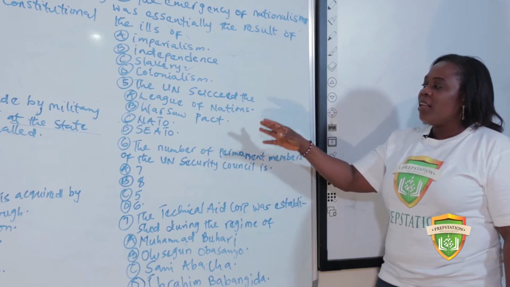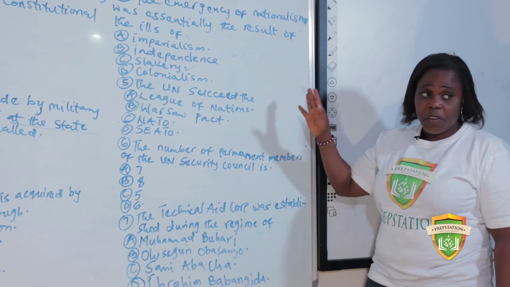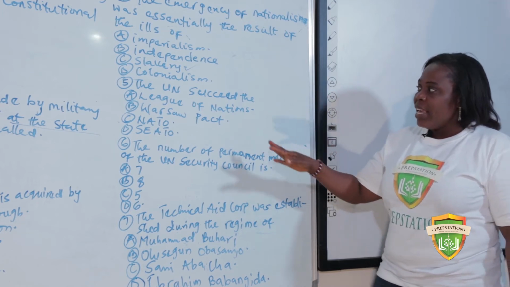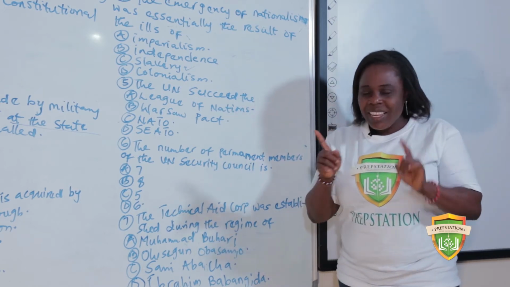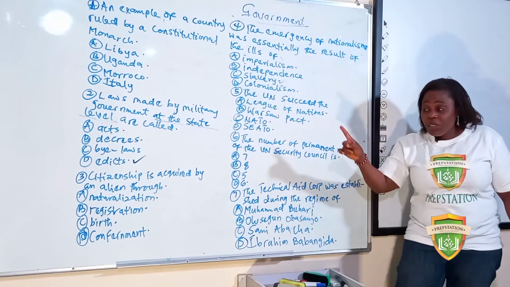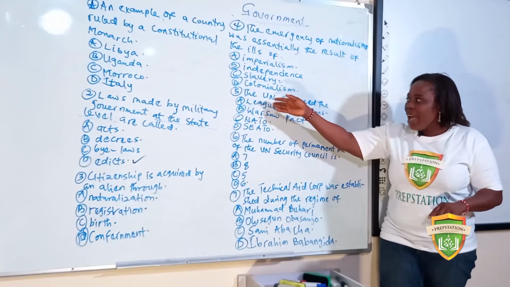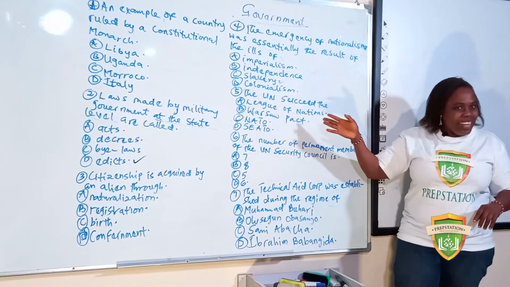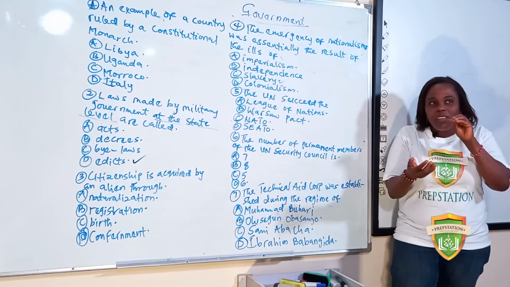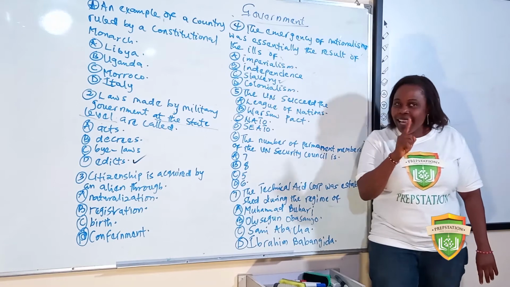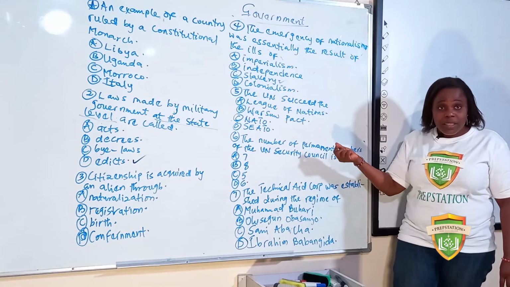Now, this is another tricky question. We had something similar in one of our previous sections, so take note of this. The UN succeeded. Have you noticed something, students? In the JAMB UTME questions, they don't write it in full, like United Nations. You've seen ECOWAS? They don't write the full names. They just abbreviate them. So why am I saying this? You need to be smart enough to take note of these little things.